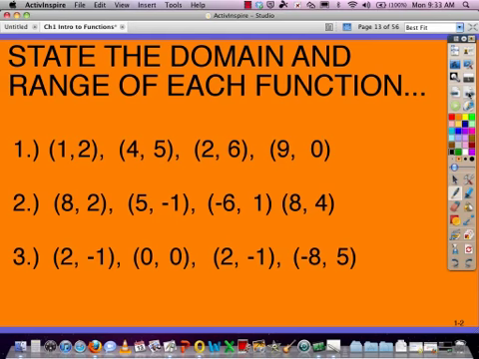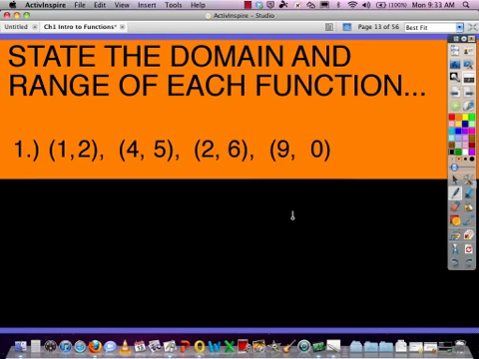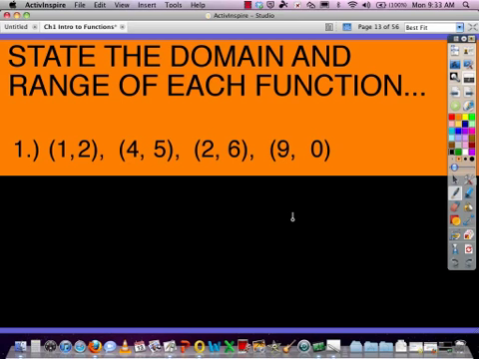So on number 1 that we're looking at here, state the domain and the range of each function, and notice they're saying function, our definition of function was again, each x is paired with exactly one y. If you start looking at this, 1 is paired with 2, 4 is paired with 5, 2 is paired with 6, 9 is paired with 0. Each x is paired with exactly one y. So you should be able to go through and state all the x values and then state the y values, the domain and the range. So think of it that way.